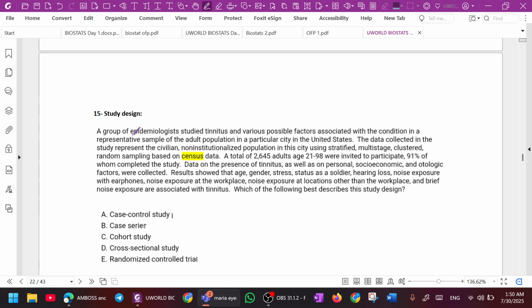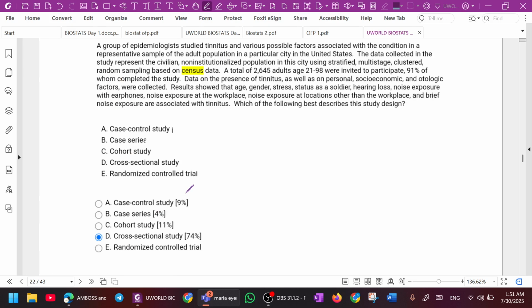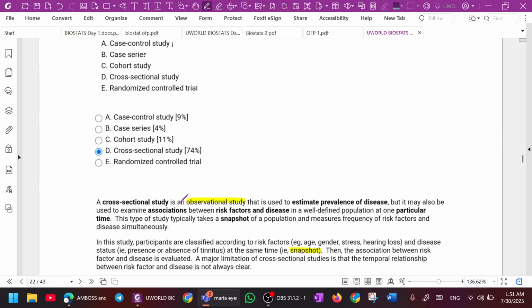I think it's cross sectional because they didn't follow up the patients. I guess there is no exposure and outcome. They just found people on the street and asked them, "Hey, do you have tinnitus? Did you work in the military? What is your age?" I think it's cross sectional. Let's see. It's cross sectional. Does it make sense? Yes, a little bit. Okay, makes sense actually.